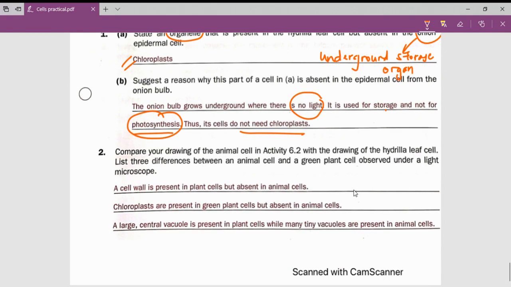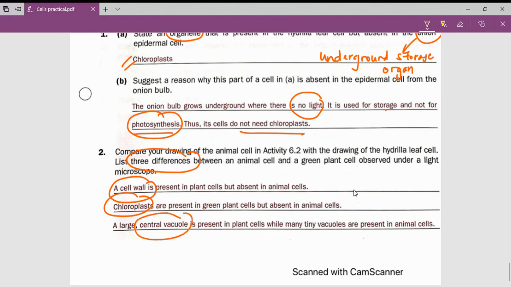Looking at the drawings in 6.2, which are your animal cell and your plant cell, list three differences. I think you already know. In a plant cell, you have a cell wall present, absent in animal cell. This is prominent. In a plant cell, you saw chloroplast, and in animal cell it is absent. And in a plant cell, you have a large central vacuole, but in animal cell, you have tiny vacuoles.